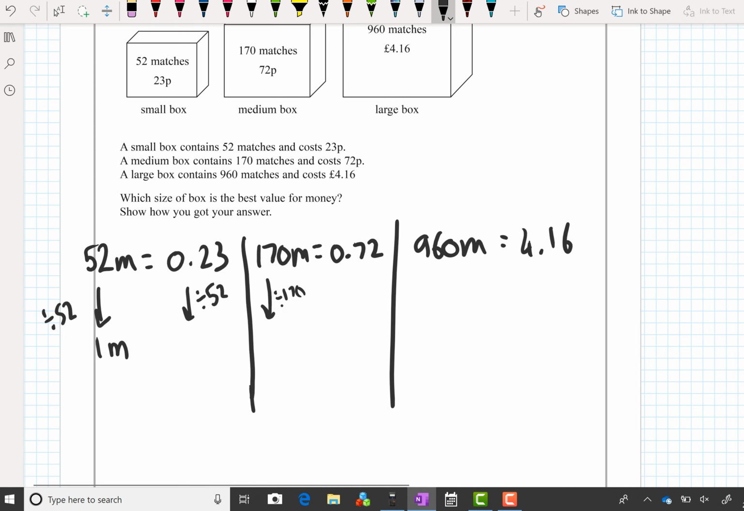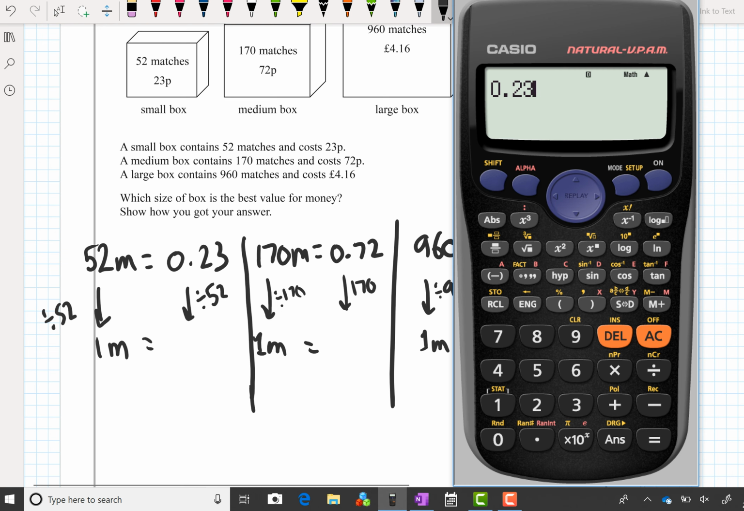Divide by 170, so that will get 1 match there. Divide that side by 170, and then divide this by 960 to get that down to 1 match, so we can compare all 3. Divide by 960. Right, so I'll just do 1 at a time. 23p, 0.23, divided by 52 equals 23 over 5,200.